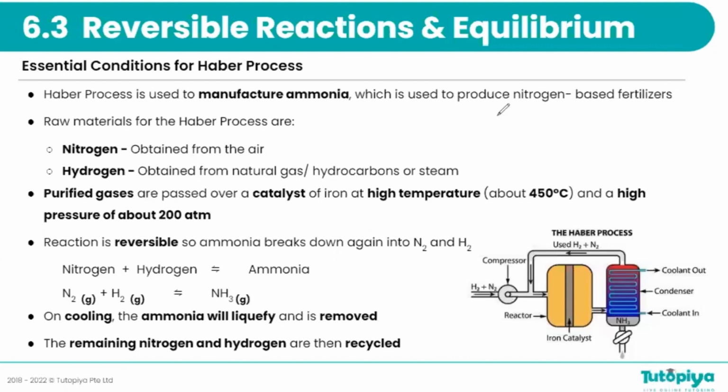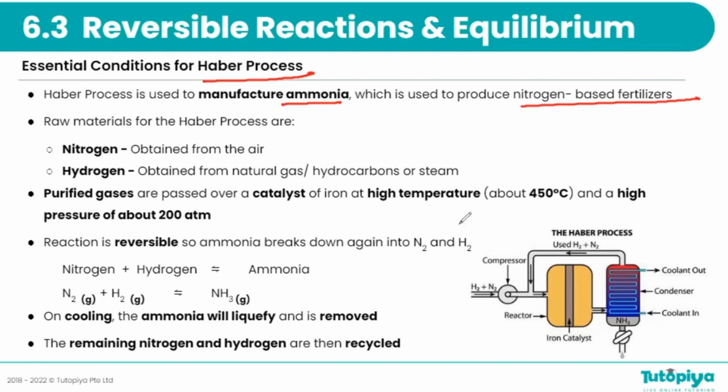The next part of this lesson, we are going to talk about two essential processes, the Haber process and the contact process. Both of these processes use reversible reactions to produce a valuable substance. First, let's look at the Haber process. Haber process is the process used to manufacture ammonia gas. Ammonia is especially important for nitrogen-based fertilizers.